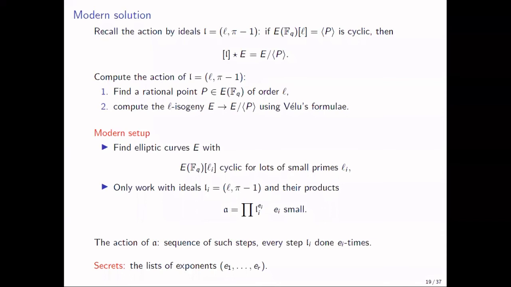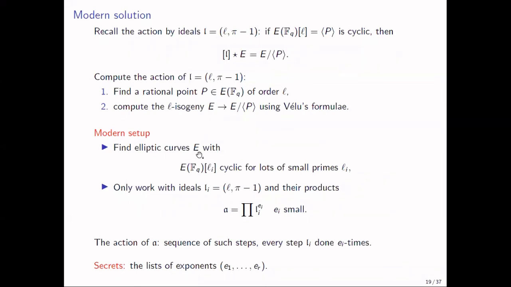Okay, and so the modern solution is to go back to the action of the ideals that I told you about, and remember that if the rational L torsion was cyclic, then the action was very easy to compute. All you had to do was to find a rational point P of order L, know that it generates the whole L torsion in this situation, and then you just compute the L isogeny with the subgroup generated by P using Vélu's formulas, and that's fairly quick if L is small. Okay, and so that's the modern setup for commutative isogeny-based cryptography.